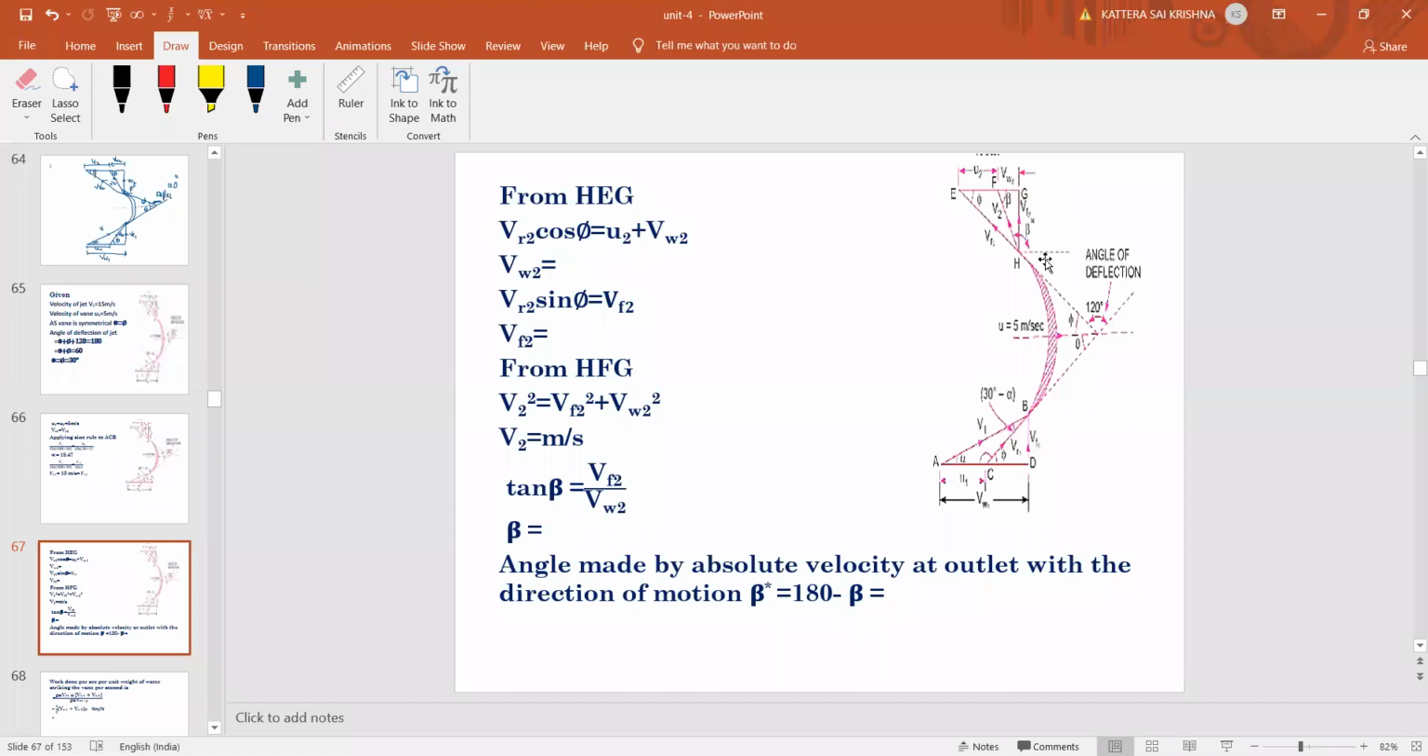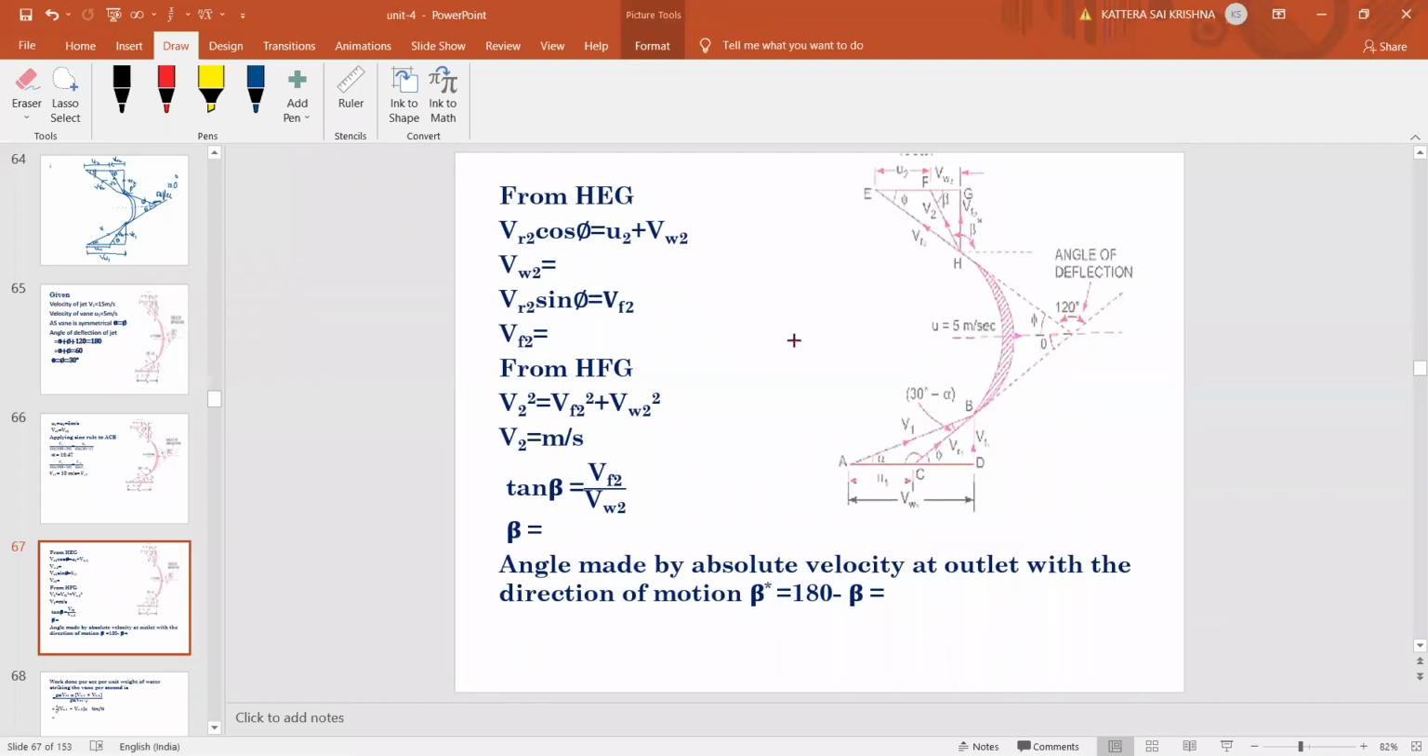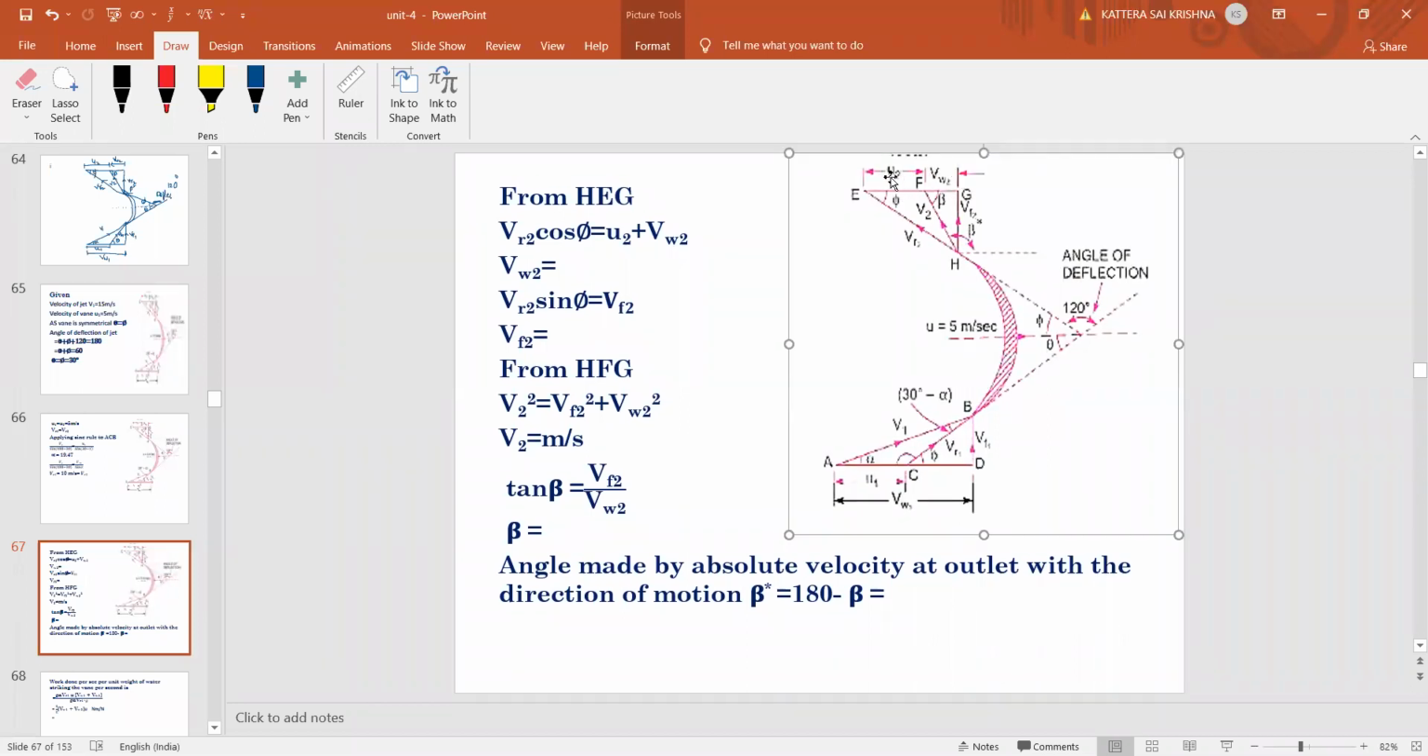If you take this H, E, and G, the horizontal component of VR2, VR2 cos phi, is equal to U2 plus VW2. Yes. Are you able to see the diagram clearly? So U2 plus VW2 is nothing but the horizontal component of VR2. So VR2 cos phi equals U2 plus VW2. Phi value we already know, so we can directly use that. Phi is 30 degrees.